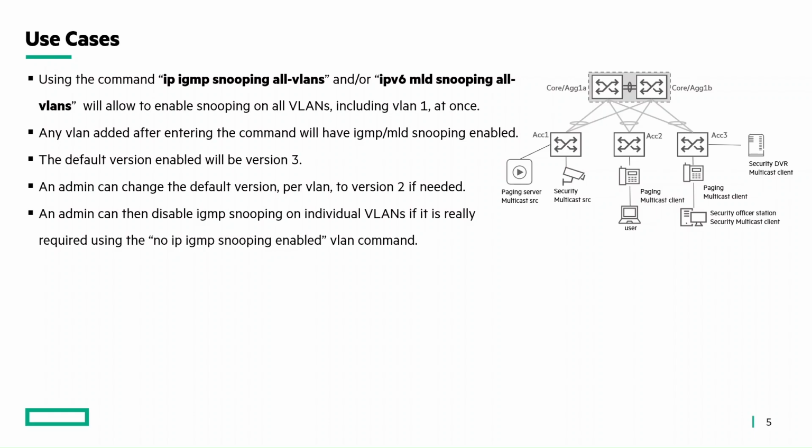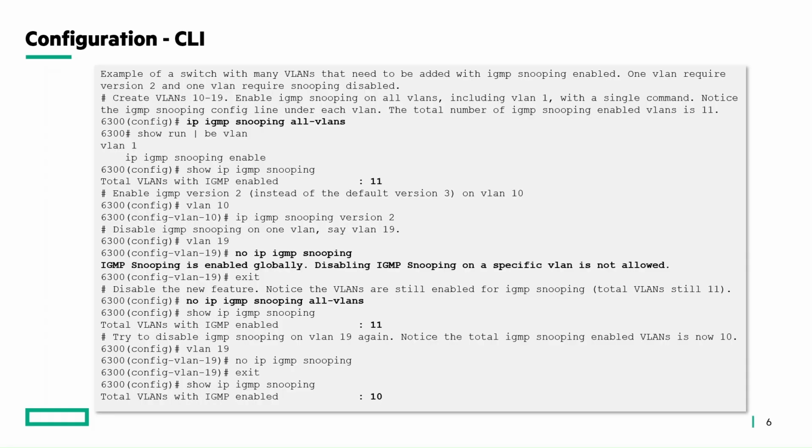An admin also can disable IGMP snooping on individual VLANs, although there's not really a good reason for that, but it is possible. To configure the command, I'm going to use this example of a switch with a large number of VLANs that need to be added with IGMP snooping enabled. We're going to consider one VLAN. We're going to revert that back to version 2, and we can probably disable snooping on one other VLAN.